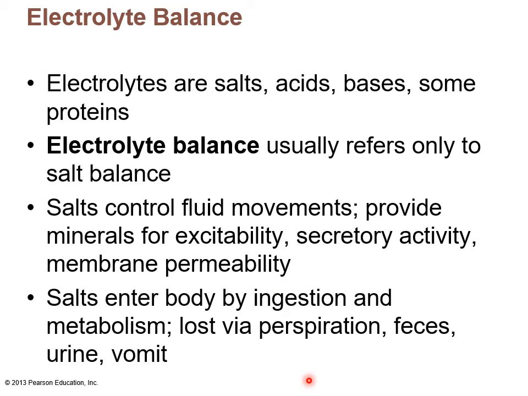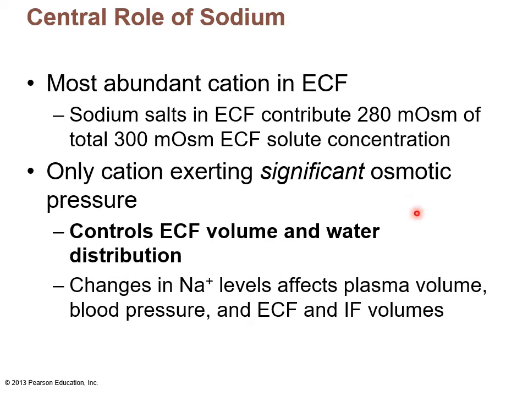Salts go into the body by ingestion. You take them in your diet and metabolism, and they're lost through perspiration, feces, vomit, and urine. So sodium is the most abundant cation in the extracellular fluid compartment. It actually contributes 280 milliosmoles of the total 300 milliosmoles extracellular fluid solute concentration. When they say that aldosterone regulates 95% of your electrolyte balance, this is the reason why. 280 milliosmoles out of 300 is 95%.